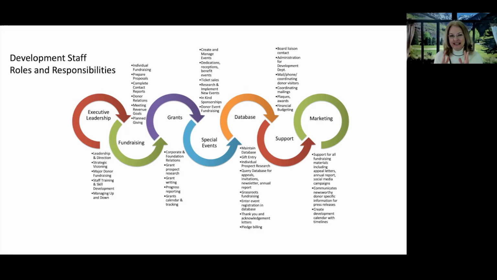All right, so then the next category there is called fundraising. And so this is the individual fundraising. This is the person that prepares proposals, completes the contact reports that go into the donor database, and they talk about planned giving. Now, most new nonprofits, they don't have a separate fundraiser. So you as executive director are probably going to take on that fundraising role.